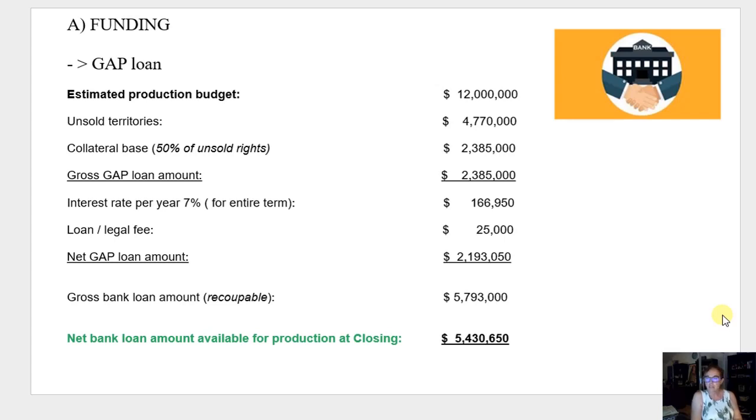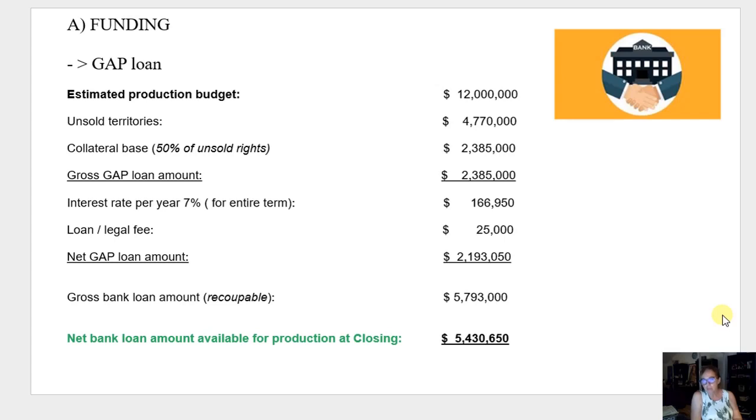$2,385,000. We do have to pay a legal fee in this case, that's $25,000. So we're deducting the interest and the legal fee from our gross loan amount, and we'll end up having a net gap loan of $2,193,050.